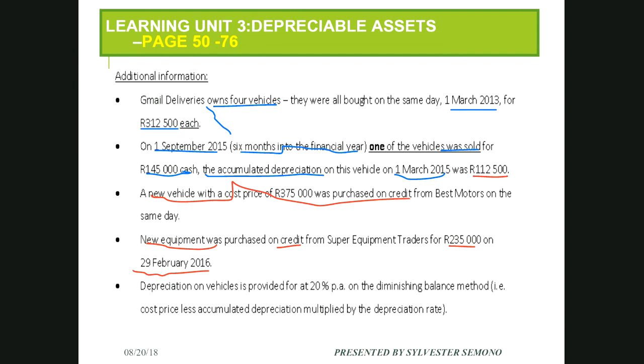Are we okay so far? For now it looks difficult, but it's not difficult, you'll see by the time we start recording. Remember, we have different ways of depreciating. They say depreciate vehicles at 20% per annum, using which method?